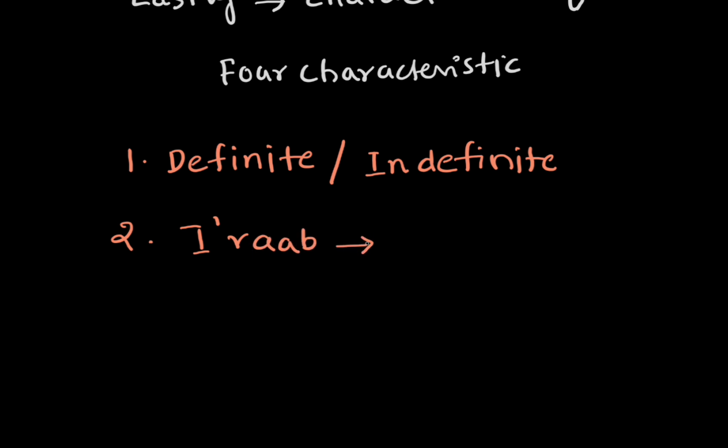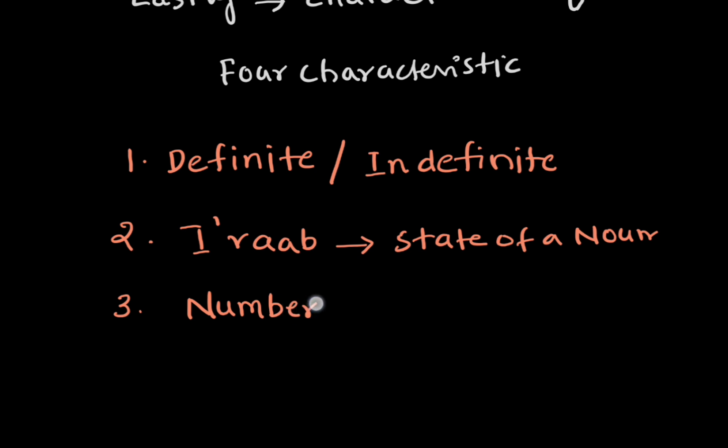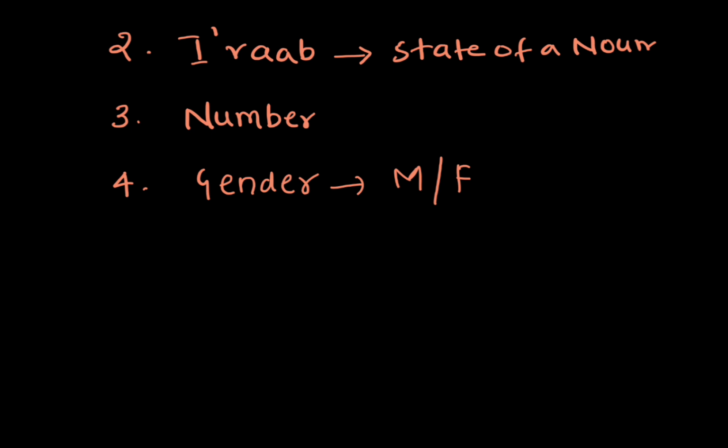What is i'rab? I'rab is the state of a noun. You will learn in the coming classes. And the third characteristic is number, that is singular, dual or plural. And the fourth characteristic is gender. It can be male or female. So these are the 4 characteristics of a noun.